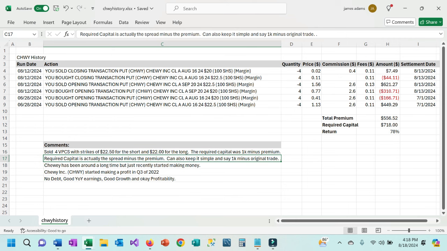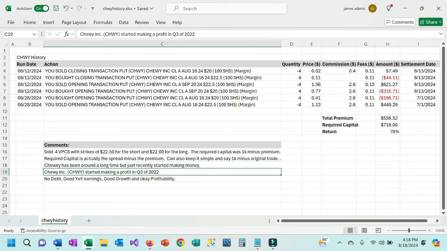Now, again, I was just going to look through the notes. Chewy has been around a long time, but just recently started making money. First profit was Q3 2022. No debt, good year-over-year earnings, good growth, and okay profitability. So for me, if I get assigned this company, I could see them growing and maybe even being a takeover target down the road potentially. But they do have their own moat. They provide a good service that would be difficult to replicate.